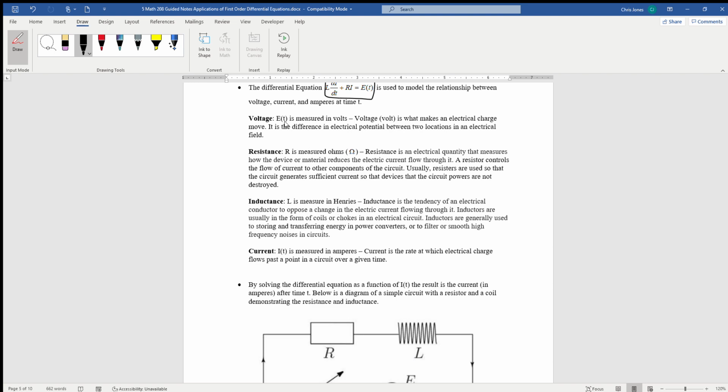The voltage is measured in volts, that's E of t. And in the problem we're going to look at, it's going to be a constant voltage, which most batteries are until they end up dying, or something goes wrong, like the coil breaks or the resistor decides to go. Resistance, measured in ohms, is how we're going to limit the flow through that circuit. Inductance stores energy, and is measured in henries.